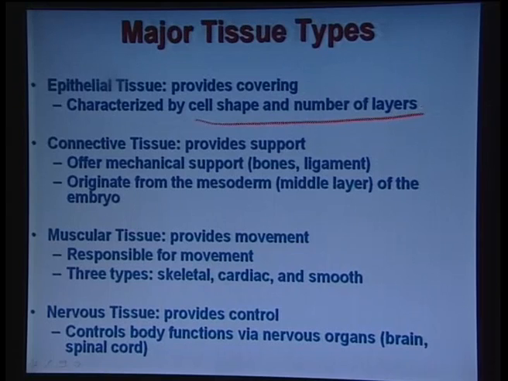Muscular tissue provides movement, like walking. There are 3 types of muscular tissue: one is the skeletal tissue, one is the cardiac tissue, one is the smooth tissue. Then you have nervous tissue that controls most of the things, like it controls body functions through nervous organs like the brain, spinal cord, etc. So, if nervous tissues are injured, that will lead to major deterioration of body function, as you understand. If the brain cannot work, if the spinal cord cannot work, that will cause severe problems.